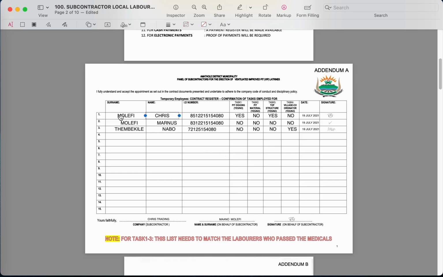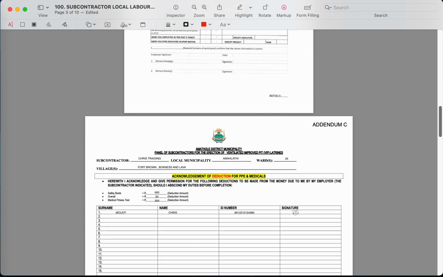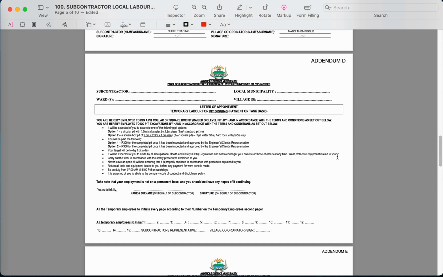Now you must remember, we said we have 3 employees, which is Chris Mulifi, Marnas Mulifi, and Mr. Nabu Tembekile, correct? Now we said for pit digging, Chris Mulifi is the only pit digger, meaning Chris Mulifi is going to do the pit digging himself only, right? That means when we are filling in addendum D, which is page 5, we will fill in every detail this side. Let's fill it in quickly. The subcontractor name is Chris Trading.